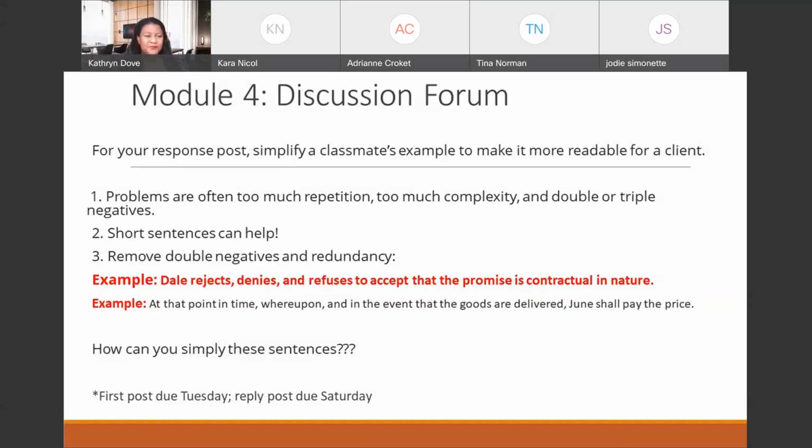So that's the problem. And again, if you're making a closing argument in court, it may be important to emphasize the point that Dale rejects, denies, and refuses to accept, Your Honor, that the promise is contractual in nature. But when we're trying to read something and get through it and move on, because we don't have a lot of time because the client is paying us by the hour, we want to simplify that. Does that make sense, Kara?